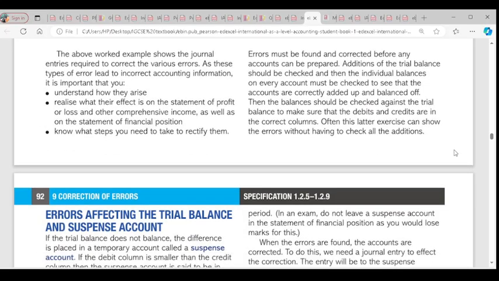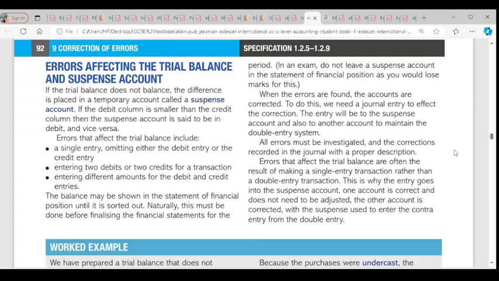So that's for errors that do not affect trial balance. That takes us to errors that affect trial balance. For errors that affect trial balance, I wrote, if the trial balance doesn't balance, the difference is recorded in the suspense account. So as soon as the trial balance doesn't balance, we need to prepare a suspense account. Preparing a suspense account means we put that figure in that account, pending the time we are able to figure out what the error is.